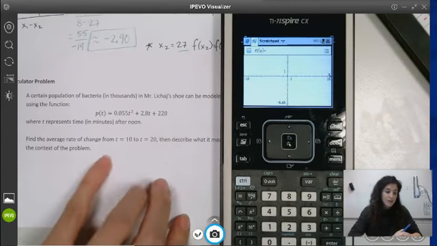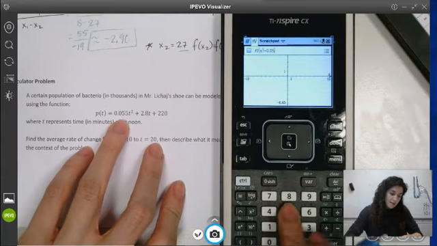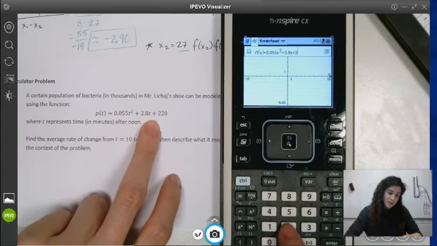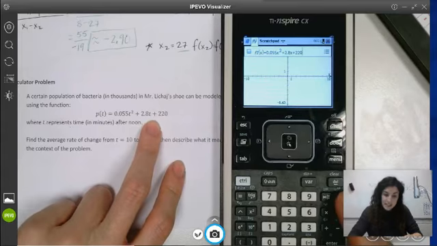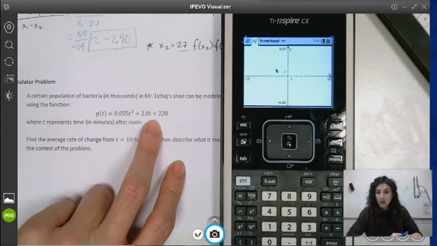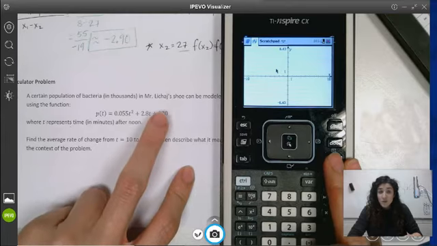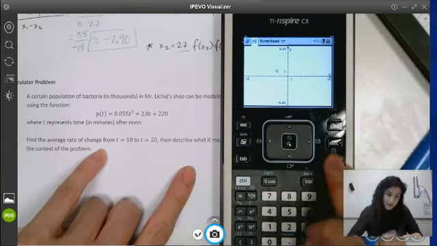I'm going to double click in my white space. TI-84s, go to your y equals 0.055x squared plus 2.8x plus 220. I went ahead and did x instead of t. Nothing crazy, just did that instead. Then I'm going to go ahead and press enter, or graph if you have a TI-84. I don't see anything. Don't panic. It just means you need to zoom out. We've got a vertical shift here of 220. We're way up there.